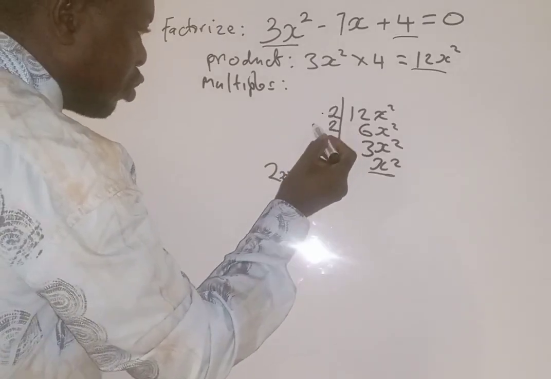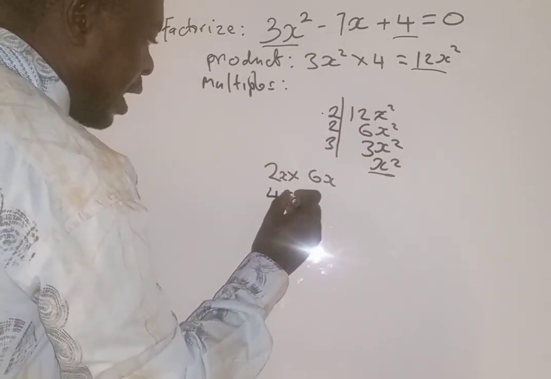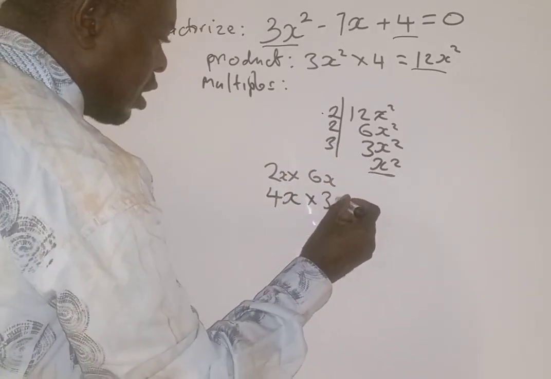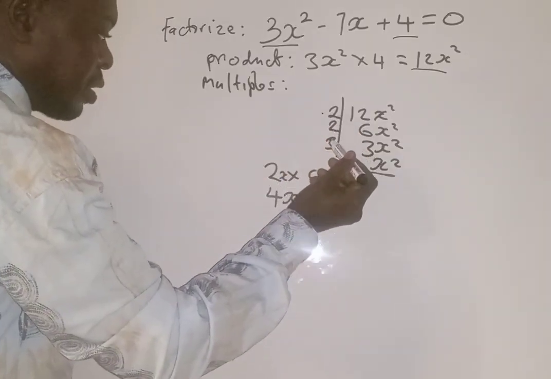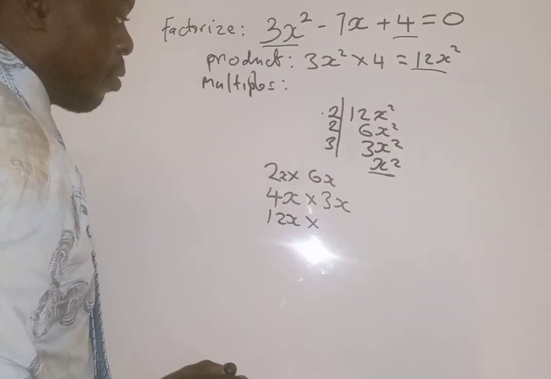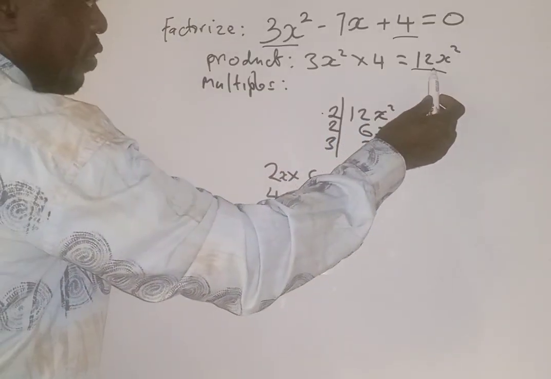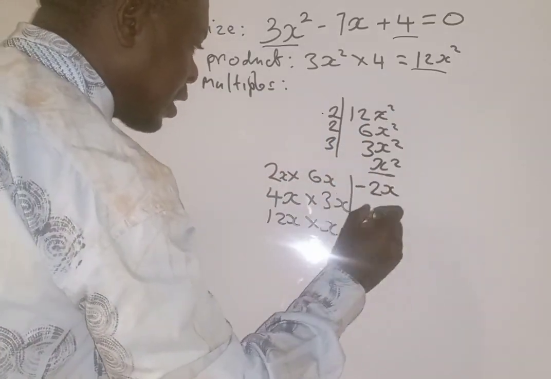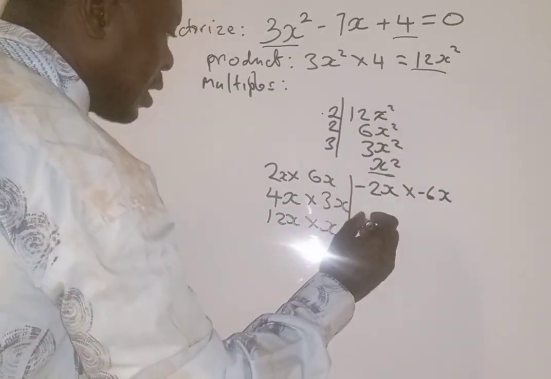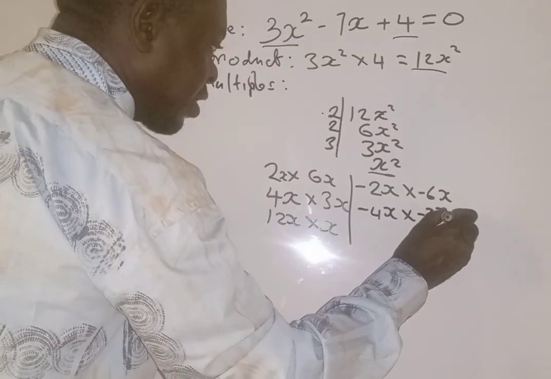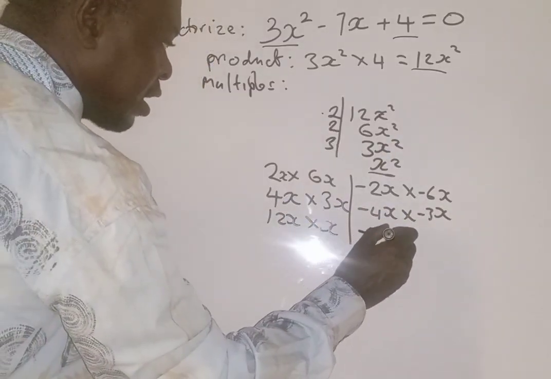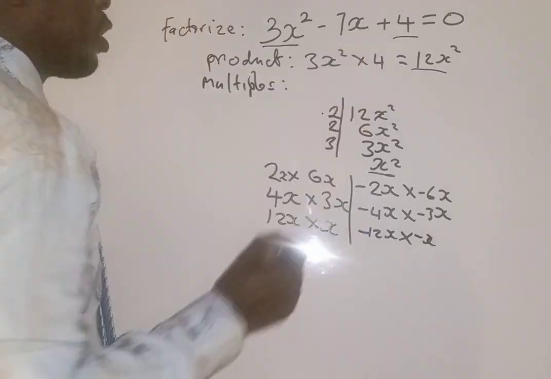The next prime factor, you take this 2. 2 times 2 is 4. So 4, then remember to add an x, multiplied by what is remaining, which is 3. So it is 3x. Next, you take the whole of this 2 times 6. That is 12. 12 multiplied by what is remaining is 1. So add this x, you have 12x times x. We get 12x squared. Remember, negative 2x multiplied by negative 6x, we also get 12x squared. Negative 4x multiplied by negative 3x, we get 12x squared. And then negative 12x multiplied by negative x, we get 12x squared.